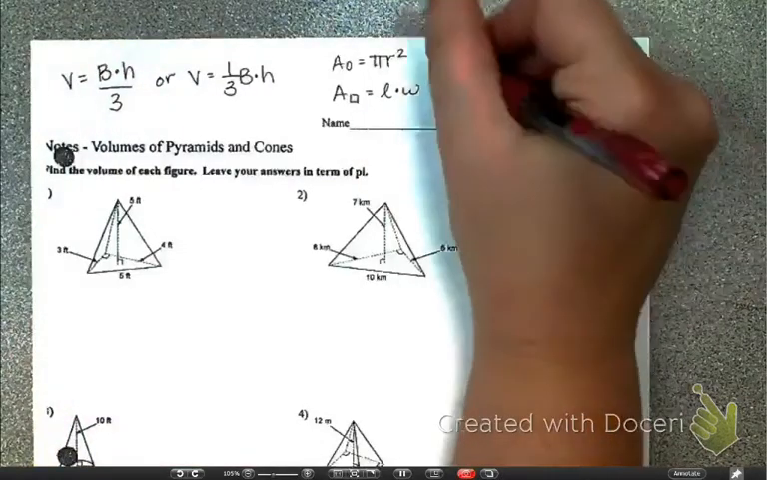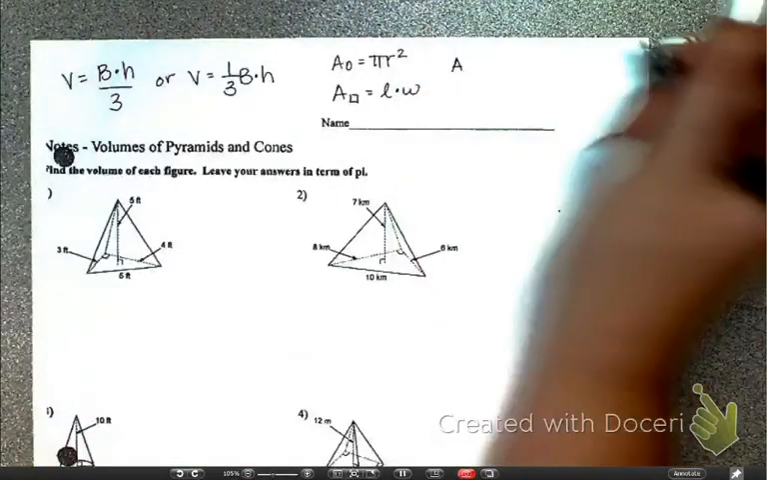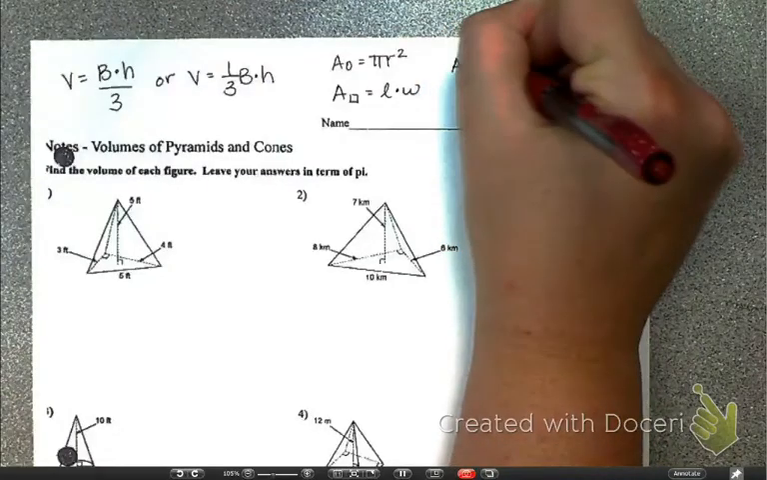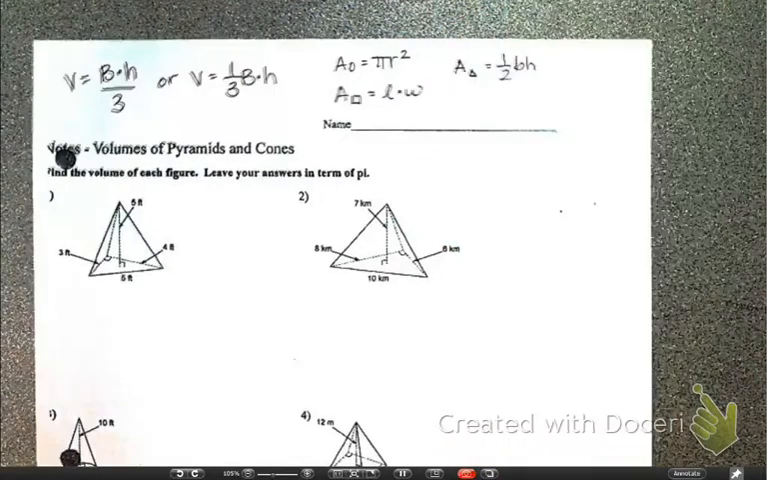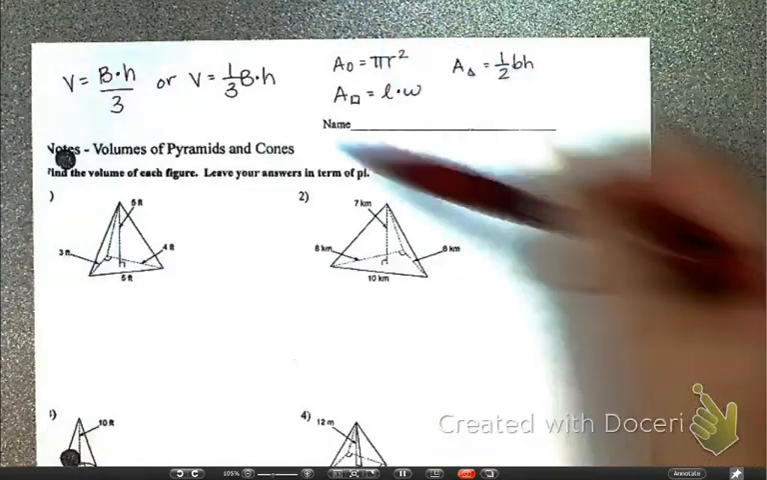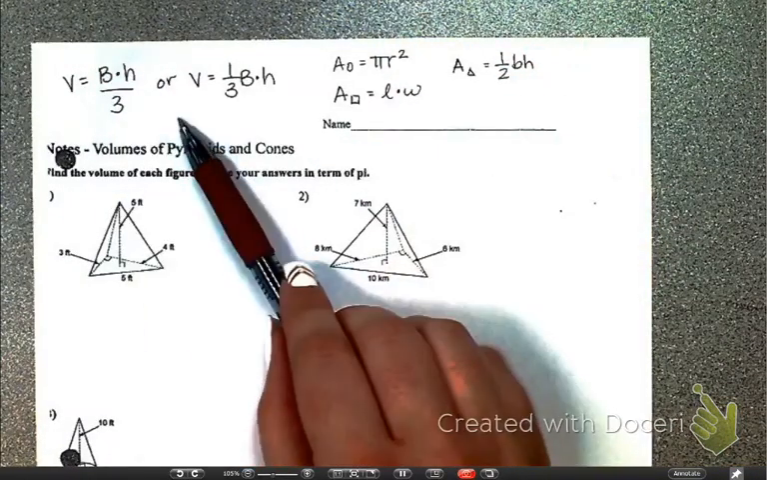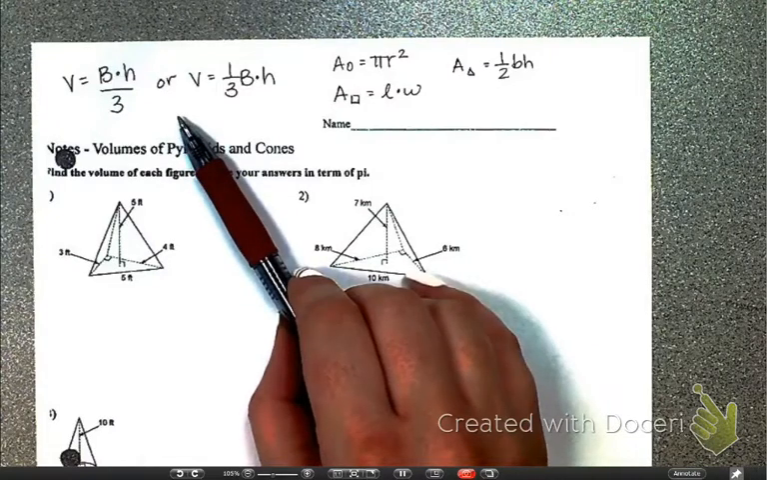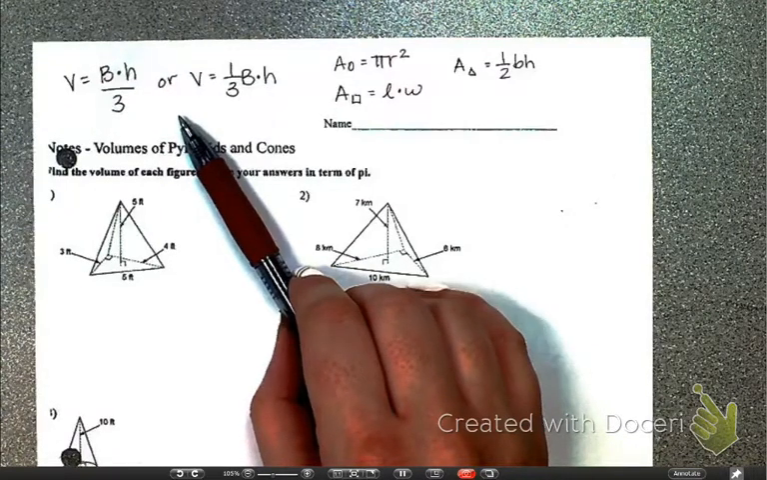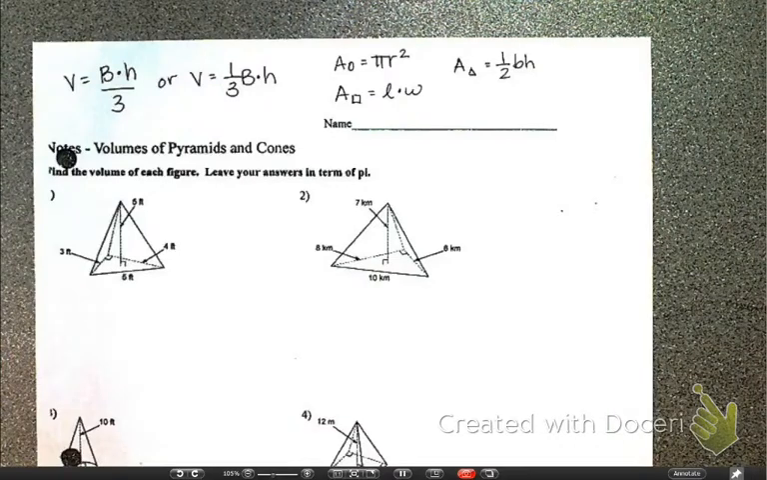1/2 times base times height, and what's that for? Triangle. Okay, so you should know these. These are all area formulas you've been using forever. We are introducing the volume formula. The only difference today is that we now have a 1/3 attached out front. That B still stands for base area, and we're still going to replace it.